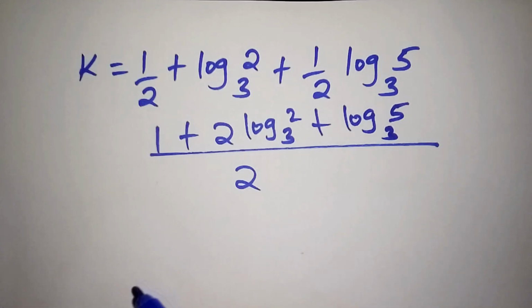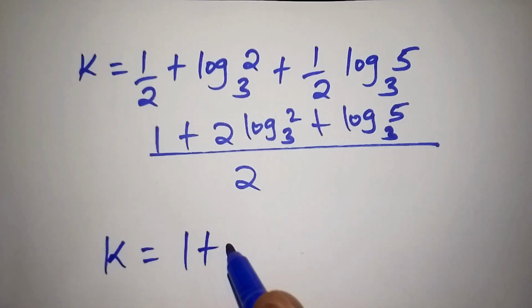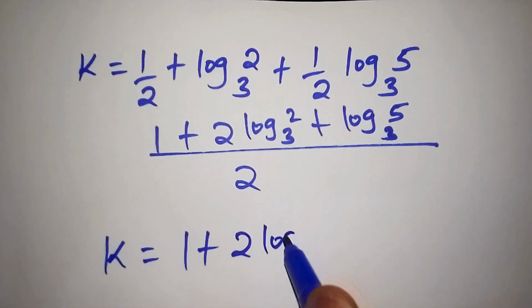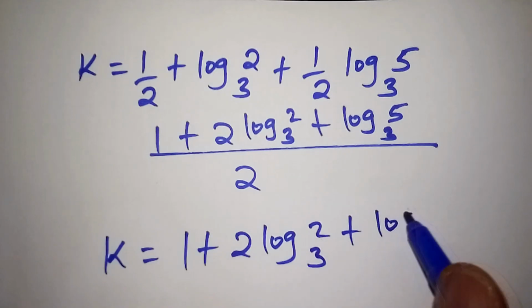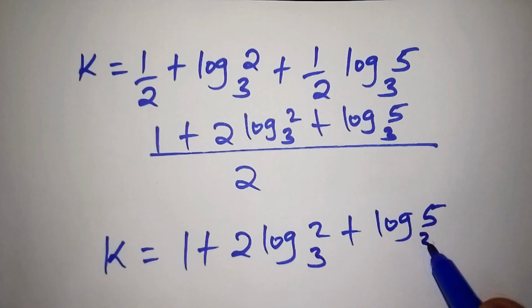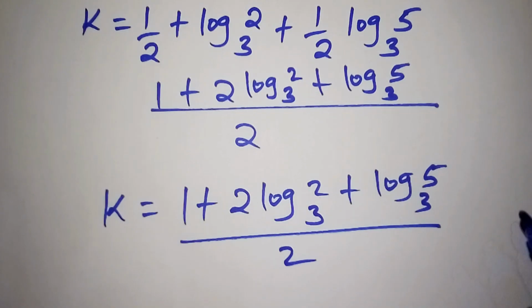So our final answer for k is equal to 1 plus 2 the log of 2 to the base of 3 plus the log of 5 to the base of 3, all over 2. So this now qualifies to be our most correct answer.